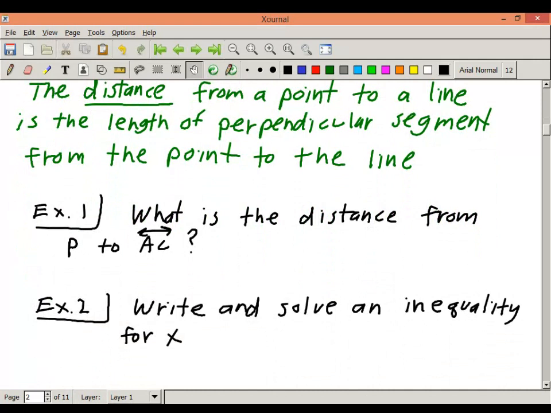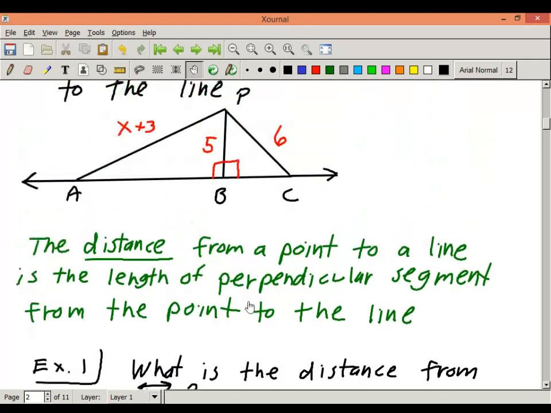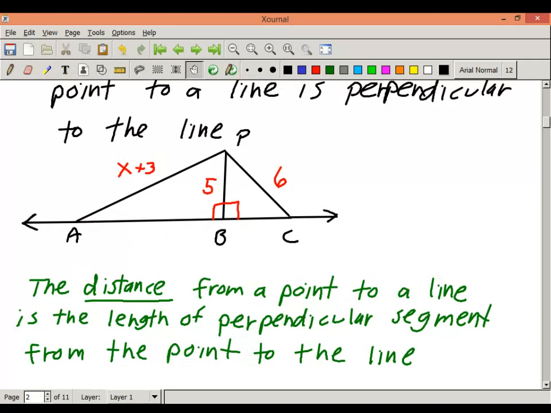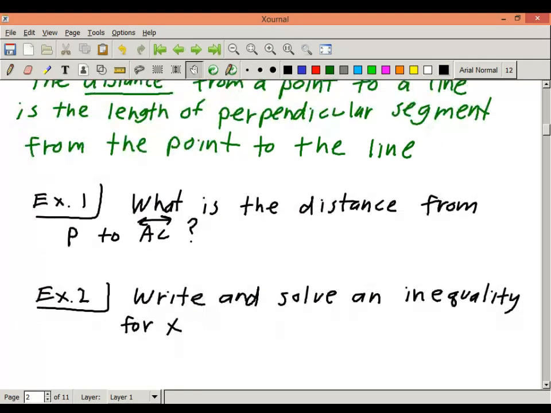Example number 2, write and solve an inequality for x. So if you look back up at the drawing, we see a side of that triangle there from P to A is x plus 3. We know that that's going to be greater than PB because we know that PB is the shortest. So when we go to write an inequality for that, we can say, well, x plus 3 is greater than 5. And then solve that. So x is greater than 2.